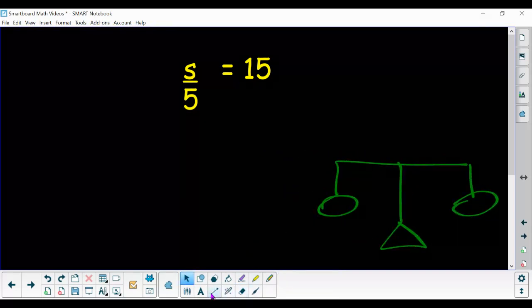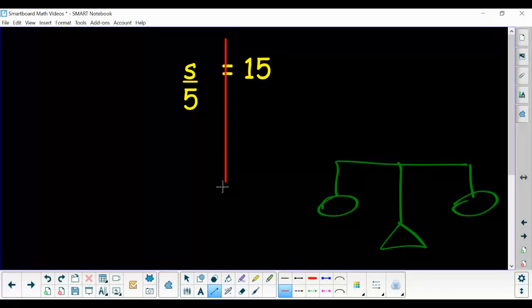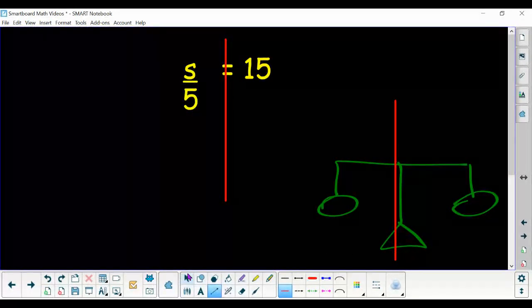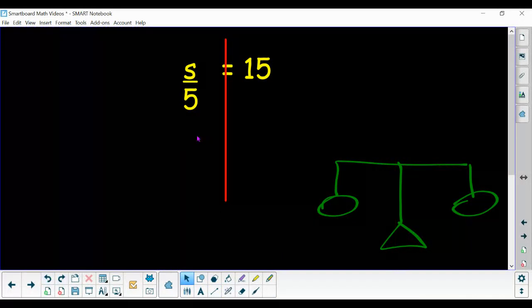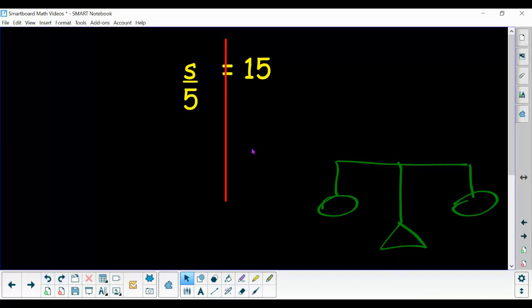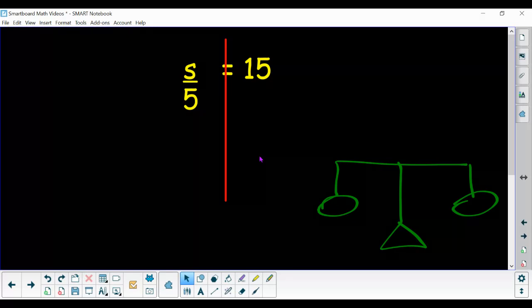So the first step I do in solving equations is cut it into two parts. Pretty much the middle part of this scale. Think of it that way. And what you're trying to do here is isolate the variable. That means you want the letter S all by itself. So let's pretend it's got COVID and you want to get rid of it. I'm sorry, you want to get rid of the 5 and just have S by itself on that left side.